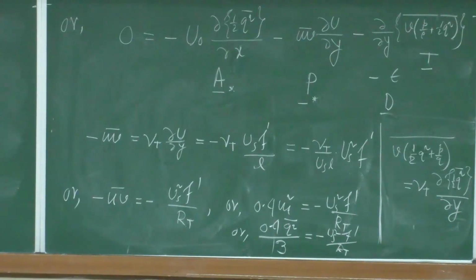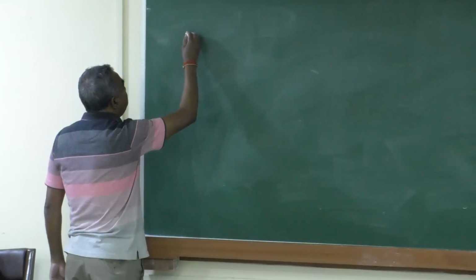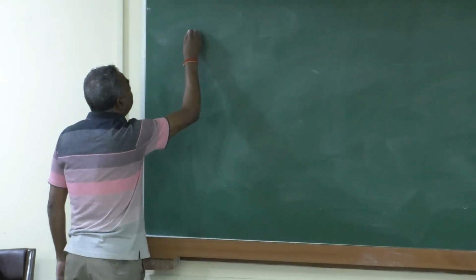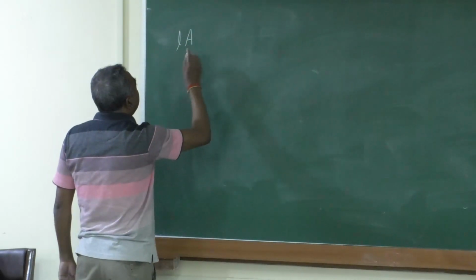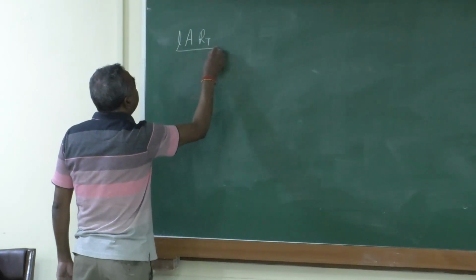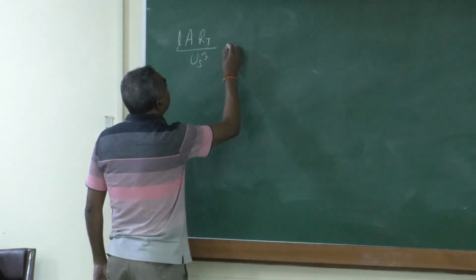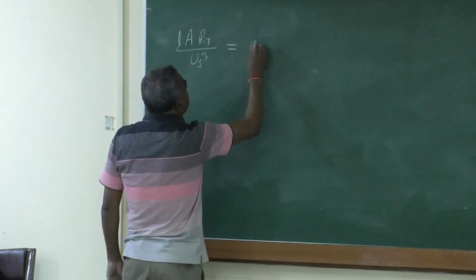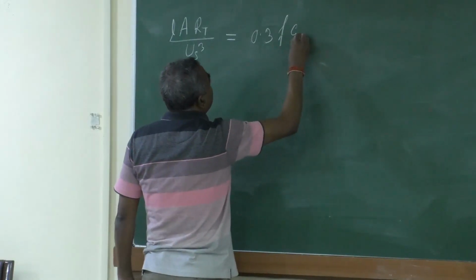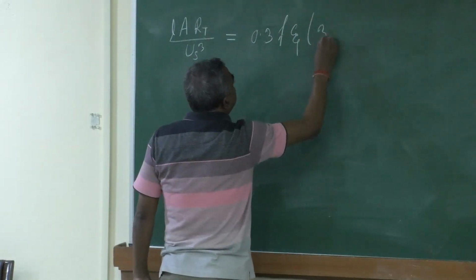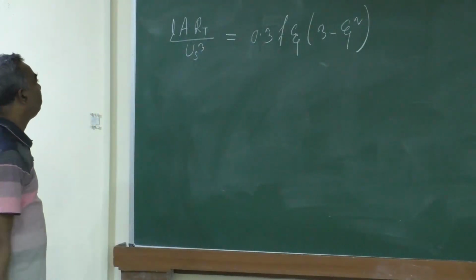So, if you consider your advection term, advection term A, let us say A L R T divided by US cube, this will come as 0.3 f xi 3 minus xi square. This is what it will come.